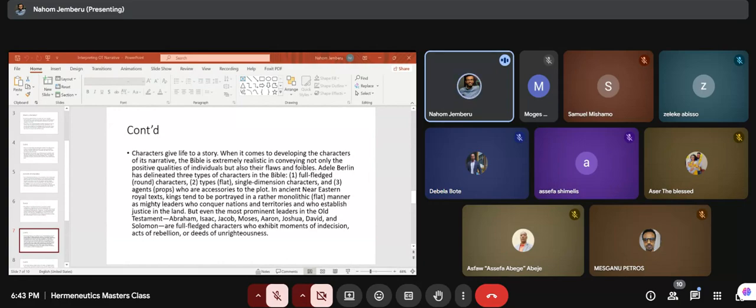So those are what we call flat characters. Only a certain trait or a certain type is being emphasized. But there are round characters. Round characters are ones that you know a whole lot about. You know about their strengths, you know about their weaknesses. For example, think of King David. You know a whole lot about David, right? You know about his sins, his righteousness, his faith, his kingship, his time as a shepherd. So he's a full character.